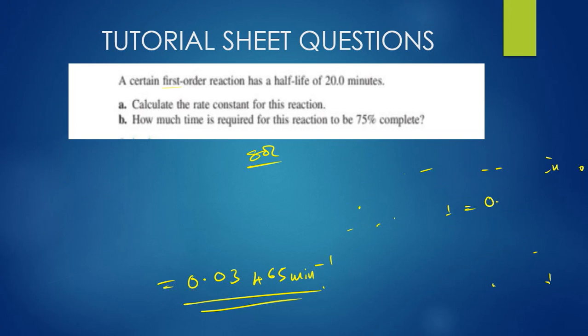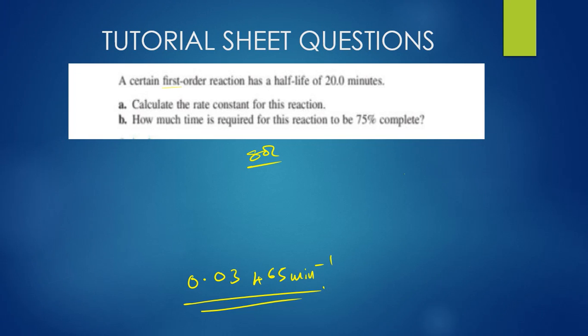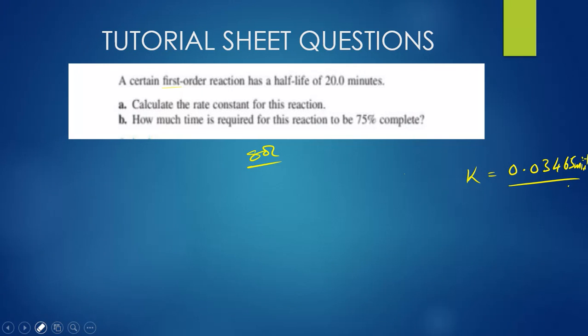Okay, so B, what is B saying? B is saying how much time is required for this reaction to be 75% complete. So we're having our rate, which is 0.03465 per minute, like that. So this is our rate. How much time is required for this reaction to be 75% complete?